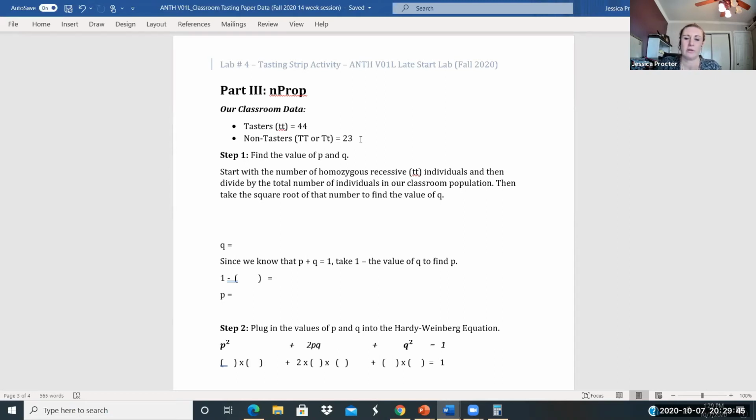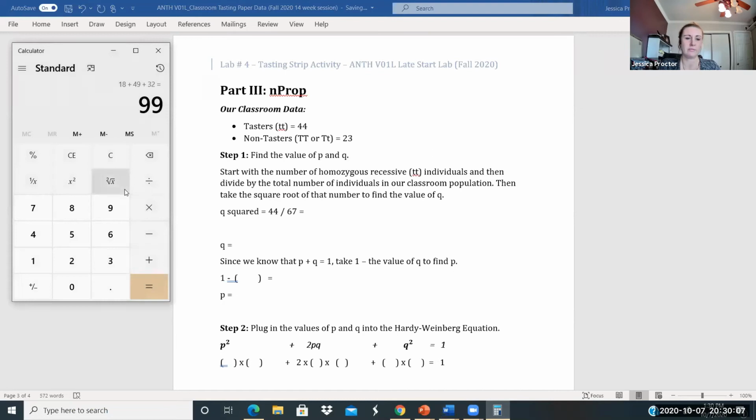All right, so now that we have our data, our first step, we're going to find the values of P and Q. And to do that, we're going to start with our known quantity, which is Q squared. So to find the value of Q squared, the first thing we need to do is take the number of homozygous recessive individuals, so in this case it's 44, and then divide it by the total number of individuals in our classroom, which is 67.